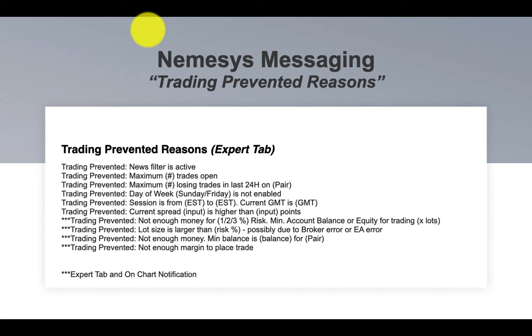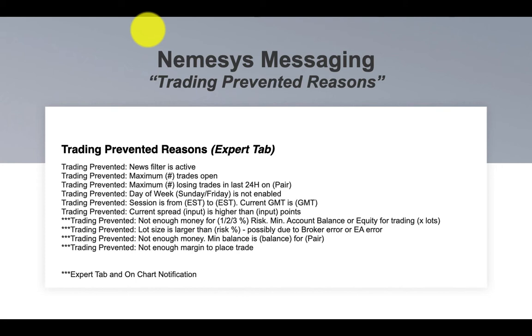All right. Trading prevented, maximum number of trades open. Remember, if you have it on single entry, the max number of trades you can have is 1. If you have it on progressive entries, the max number of trades you can have open are 3. So if you start to see diamonds on the chart and you don't know why you're not taking trades, it's because you have the maximum number of trades open for whatever setting you select.